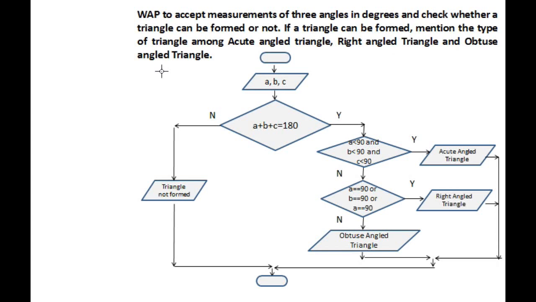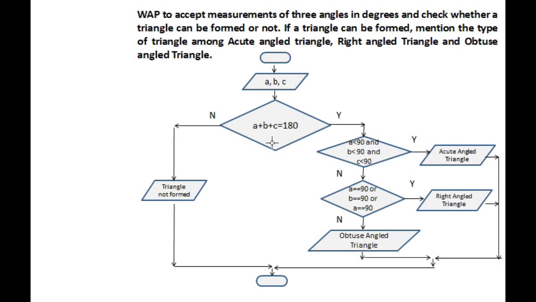Now we know that there are many different types of geometry, and one of the geometries that we study at school level is Euclidean geometry. So according to Euclidean geometry, the sum of the 3 angles should be equal to 180 degrees.